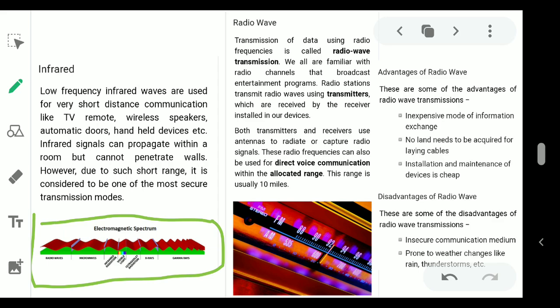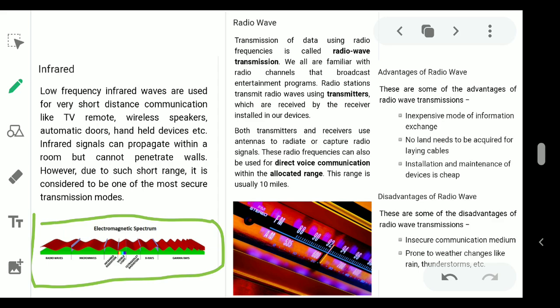So what are the advantages in the case of radio waves? It is an inexpensive mode of information exchange. No land is required for laying a cable. So installation and maintenance of devices is very cheap.